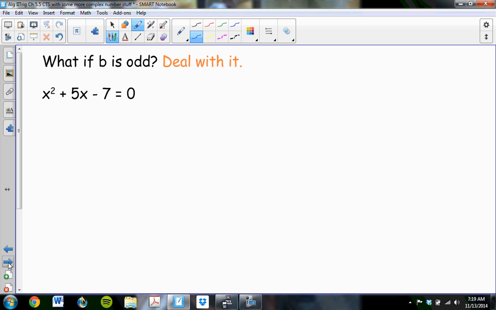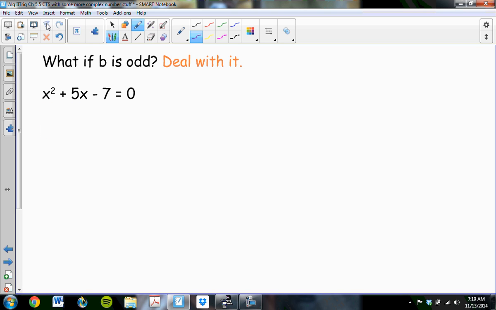I want to solve this by completing the square. This time the b value is going to be odd, which we didn't deal with in our last video. Just a reminder, my goal is to take something that has two variables and write it in such a way that there's only one variable, where it becomes like x plus or x minus something squared.